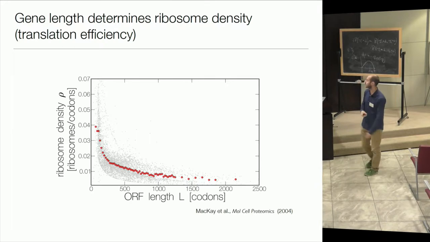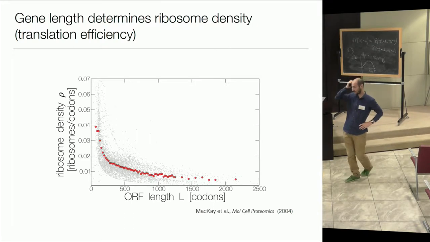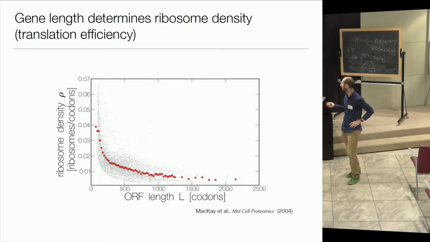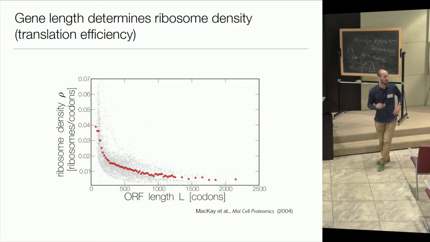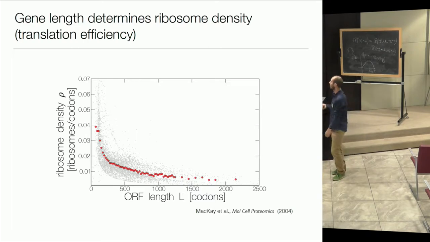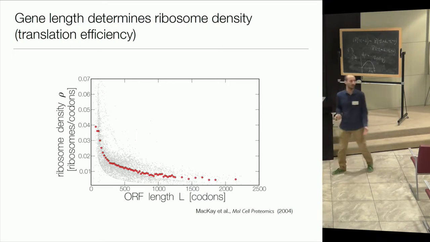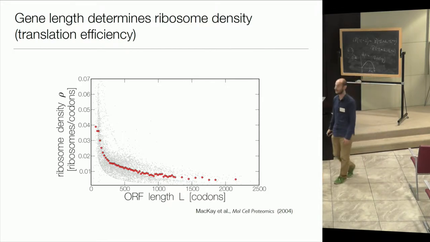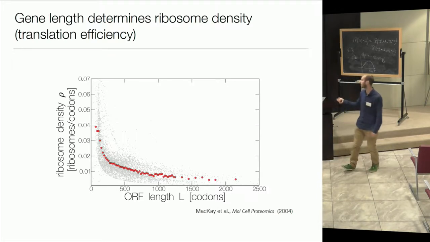That part of the work is motivated by this kind of plot. These plots have been around since the beginning, 2003, 2004. There is also Arava, who did a similar plot. You have the ribosome density, measured always with sucrose gradient experiments, against the open reading frame length of the gene. And actually, there is no reason why that should happen. Do you see that the ribosome density is decreasing as a function of the gene length? The small dots are the experimental points, and the red points are the average.